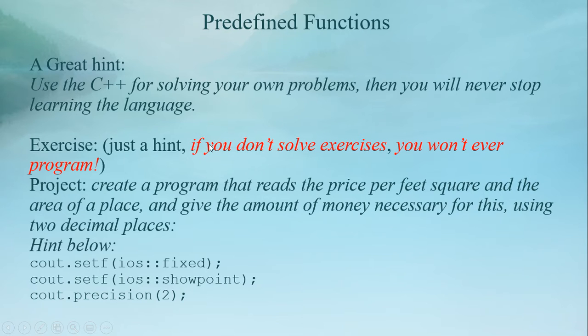Another good hint is this one here in red. I suggest you read and pause the video and try to solve it. If I solve it, you'll never learn. If you solve it, probably or maybe you will learn. So create a program that reads the price per square foot and the area of a place and gives the amount of money necessary for this, using 2 decimal places.